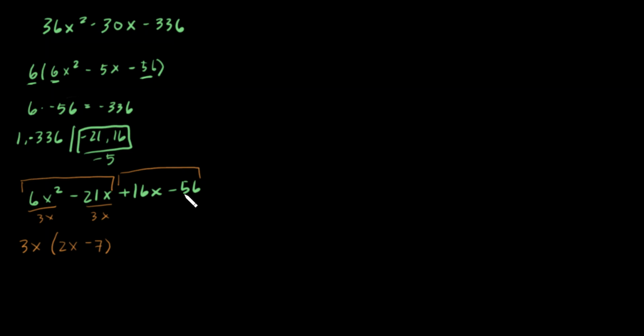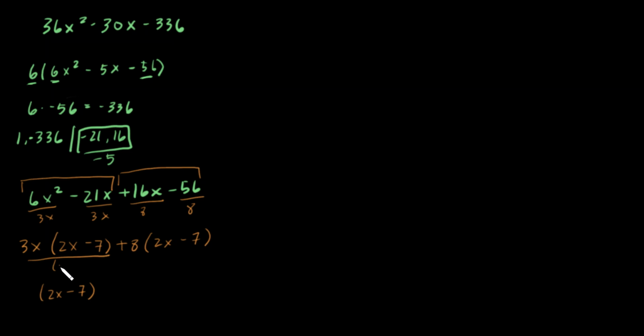On this side here, what I have in common is an 8. So I'm going to take an 8 out, and what kind of 8? A positive 8. You have to always include that plus sign. And you get 2x minus 7. Now what do we have in common? We have a 2x minus 7. So I'm going to take out minus 7, sorry.